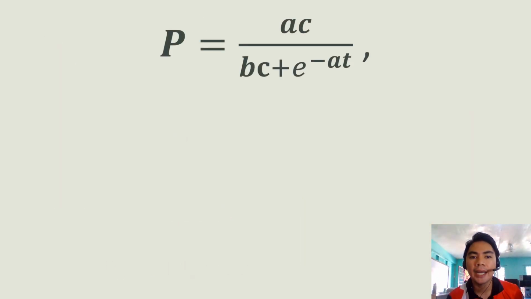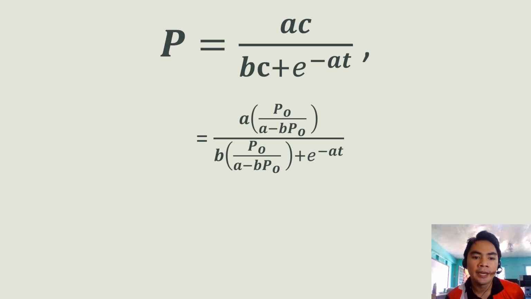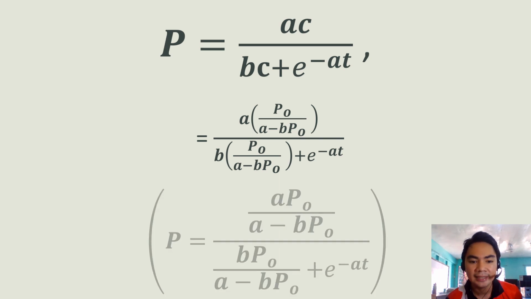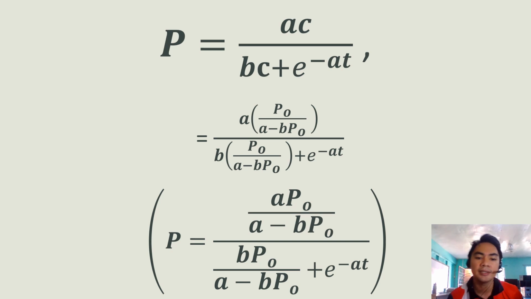Alright, now going back to this previous solution, let us substitute the value of our c earlier. So we have A quantity of P sub 0 all over A minus B P sub 0, the value of RC, all over B quantity of P sub 0 all over A minus B P sub 0 plus e raised to AT. And to simplify that one, we have P is equal to A P sub 0 all over A minus B P sub 0 all over B P sub 0 over A minus B P sub 0 plus e raised to AT.